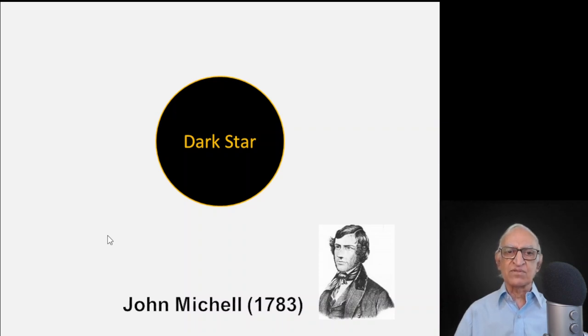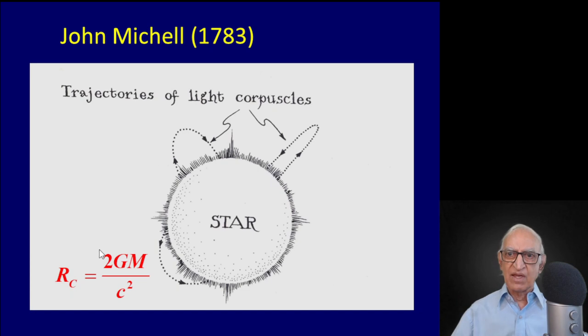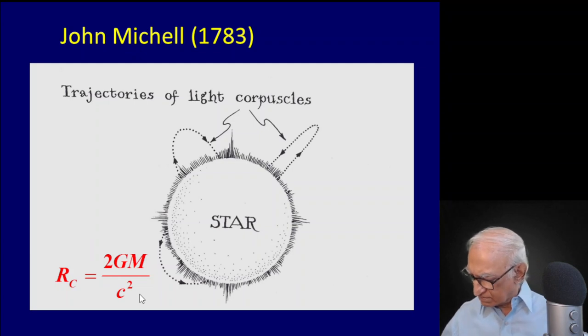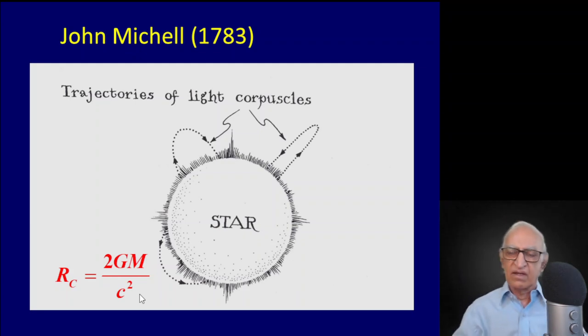Now let's go back in time to the year 1783, Cambridgeshire in England. There, a pastor in a church by name John Mitchell wrote an extraordinary paper. In this paper, John Mitchell argued that if a star were to be as small as 2GM/c² in its radius, no light will escape from the star and the star will be a black star.